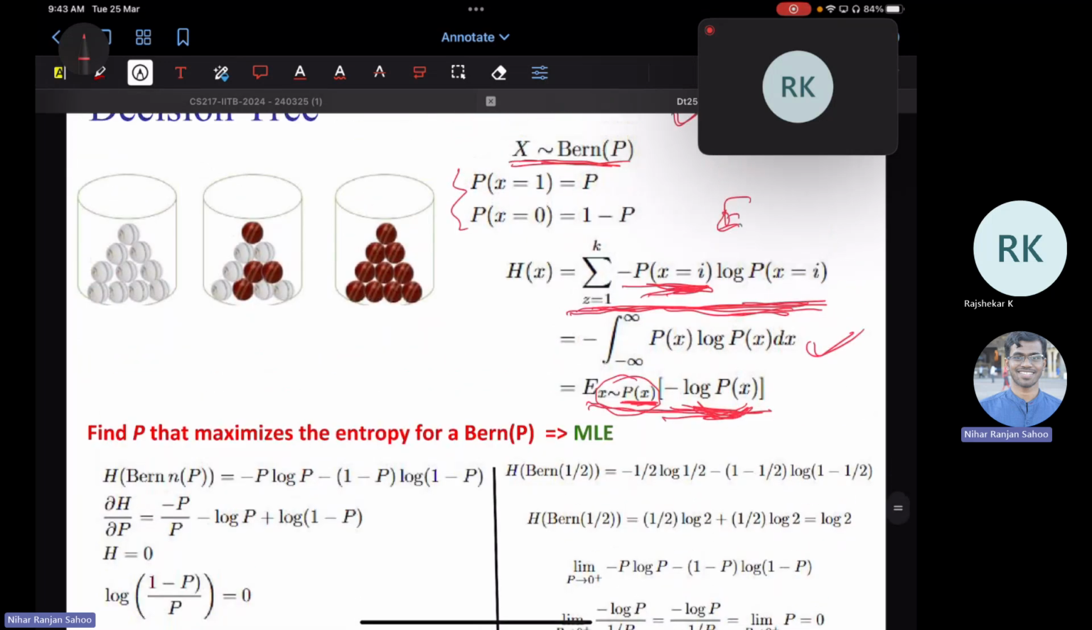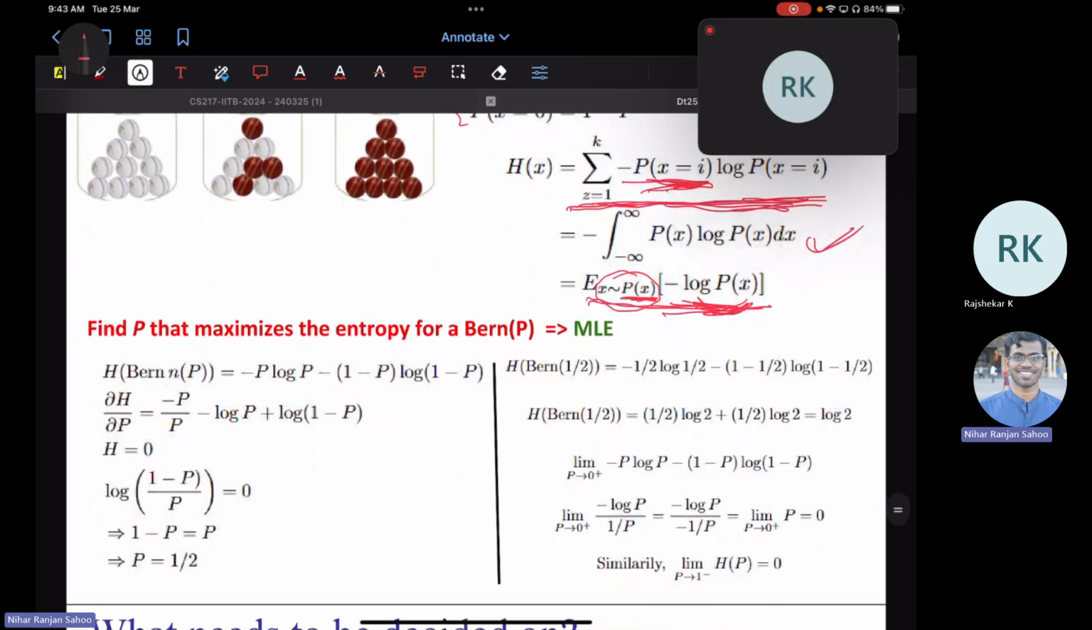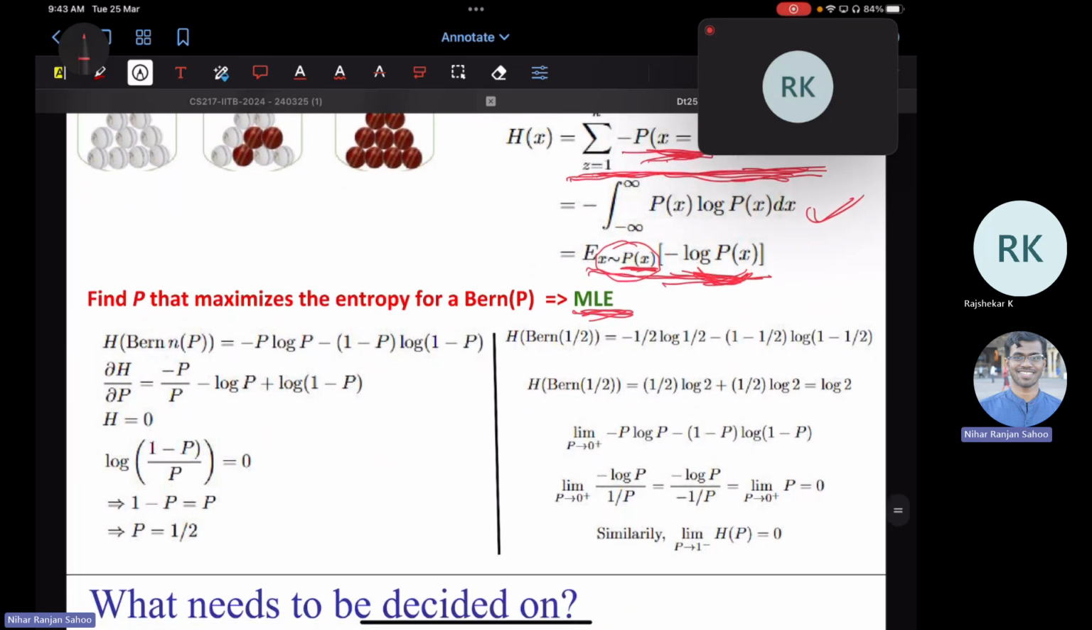Now, by definition entropy is randomness. So we want to know which particular probability for a Bernoulli random variable will give us the highest entropy. For that, what we do is perform the MLE. We have already studied that MLE helps in this kind of setup. So if you do MLE, what we have to do is take the Jacobian or the first derivative and equate it to zero, and the Hessian or the second derivative, we say it is less than or equal to zero.